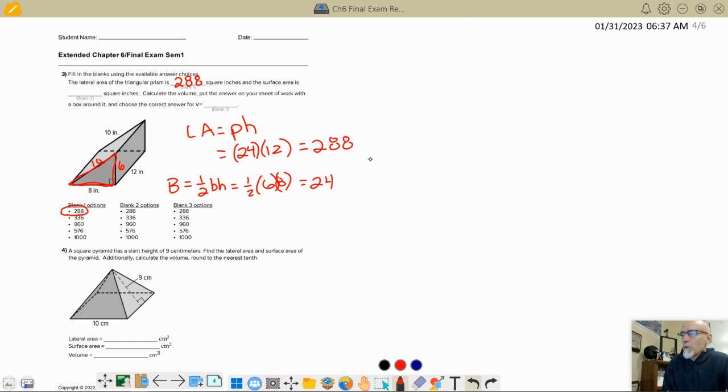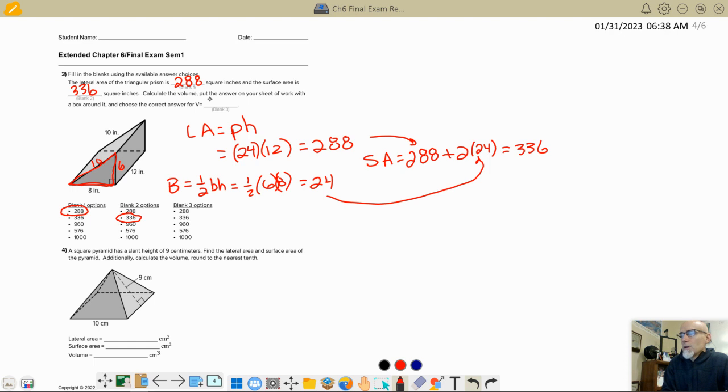So for my surface area, I'm going to put the lateral area, 288, and then I've got to add two bases to it, two 24s. Why two of them? Because there's one in the front and there's one in the back. So that makes a total of 48, which I think comes out to be 336. I hope I'm doing my arithmetic correctly. If I remember the answer right, I think it was 336, wasn't it?